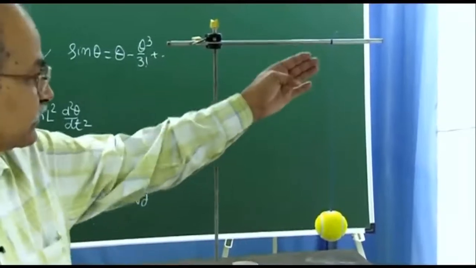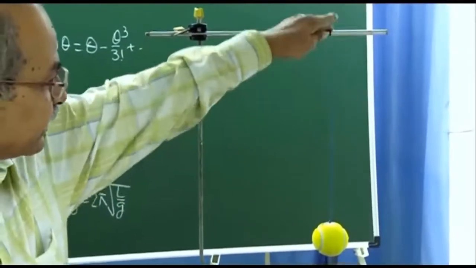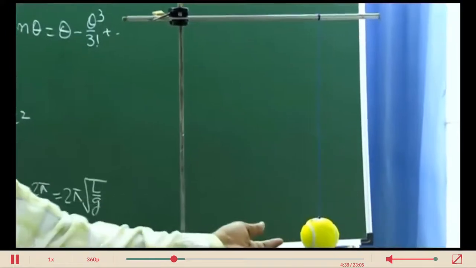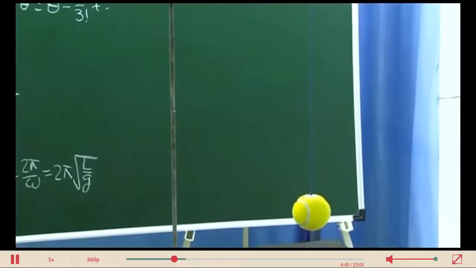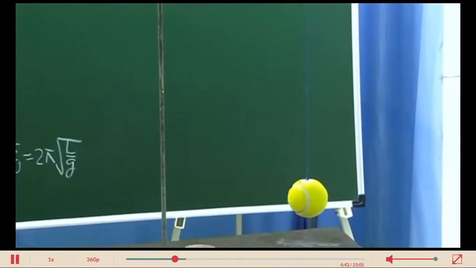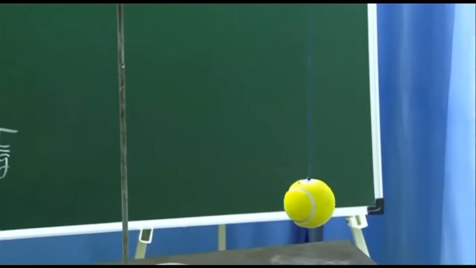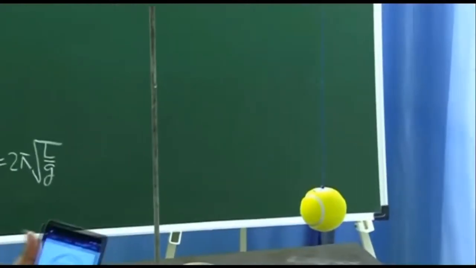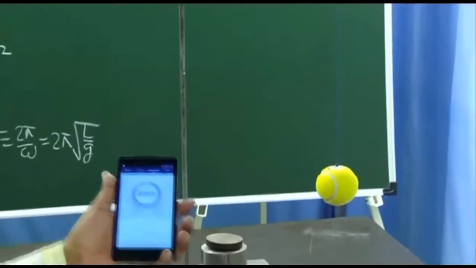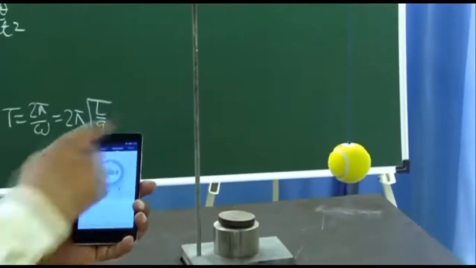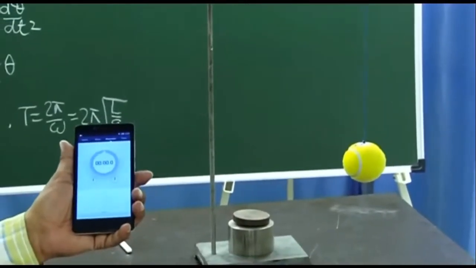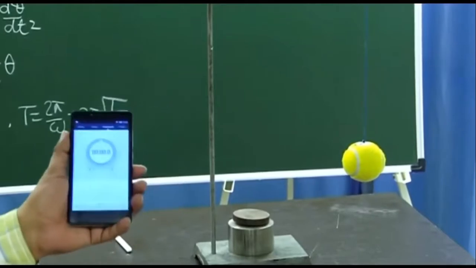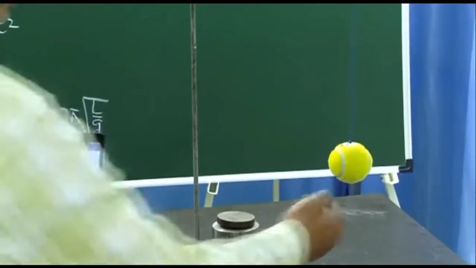Here I have this pendulum, a thread is here, and from this thread a ball is hanging, the same ball with which children play in lanes, cricket and all other games. And to measure the time period, we can use a stopwatch. I will be using this mobile stopwatch to measure the time of, say, 10 oscillations. So let me first oscillate with small amplitude.